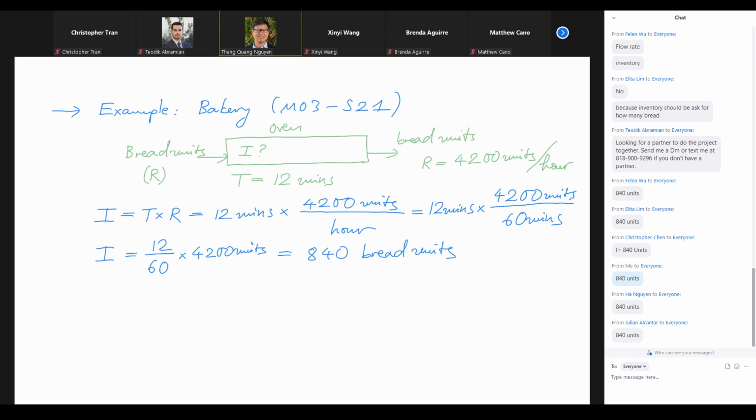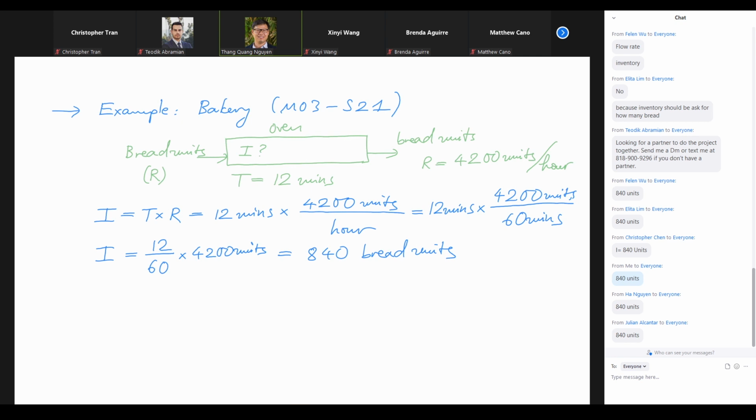right? That's the inventory. But that also tells us that that is how large the oven is, right? The oven has to be big enough to house 840 units at the same time, so that after 12 minutes, the 840 units will come out after every 12 minutes, right? And then you multiply that by 5, then you have 4,200 units per hour. You see the logic here, right?